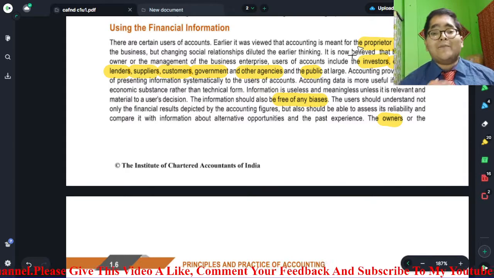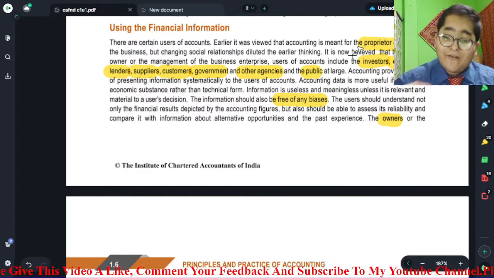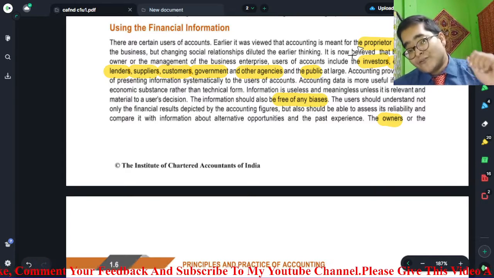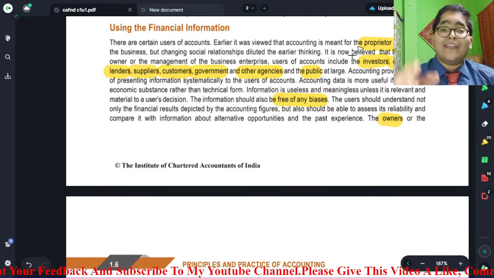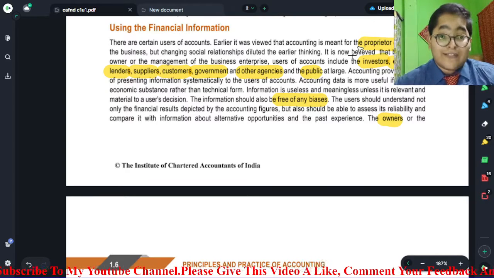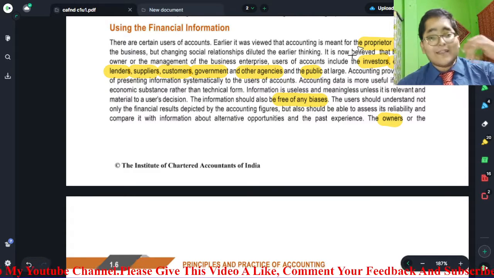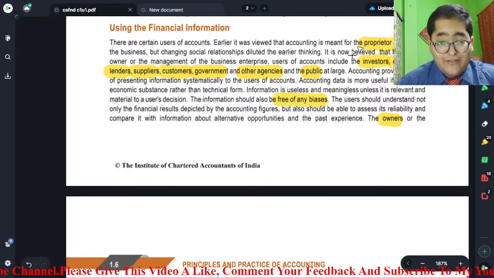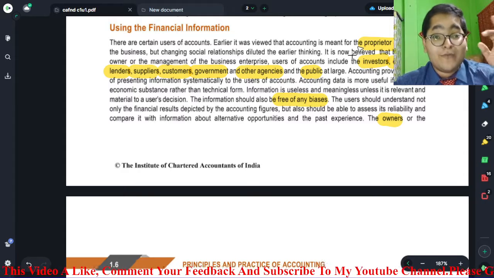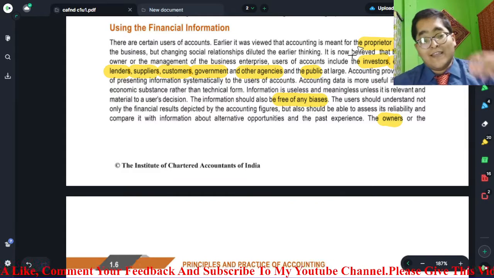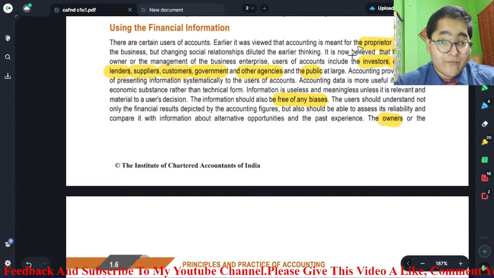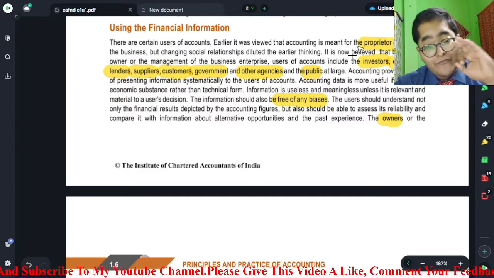For example, I am incurring an expense and writing it, but I have a huge income that I am not showing in my financial information. The income is not there, but the expense is there. It is reducing my profits, which results in reduced taxes. So the government would be harmed. The government would have a deficit of taxes, and a deficit in giving proper service to the public. So the financial information should be free from biases.